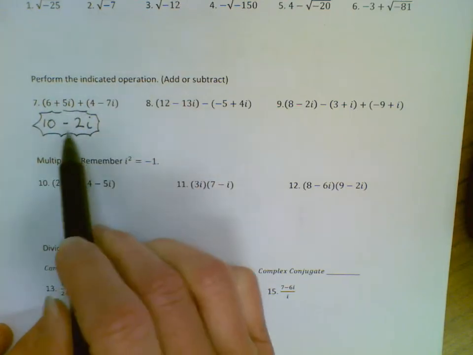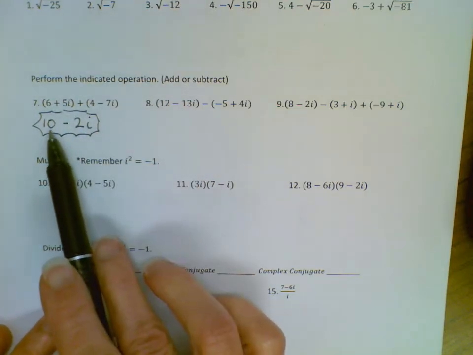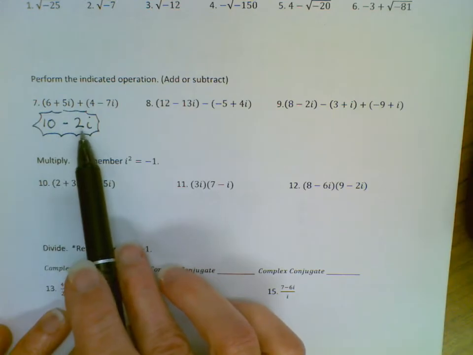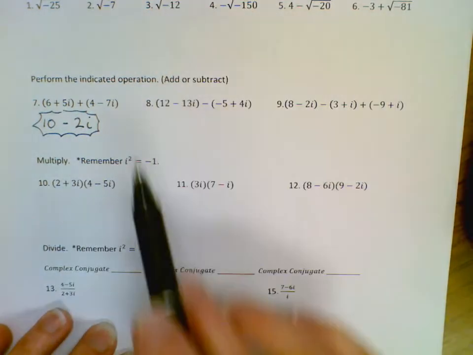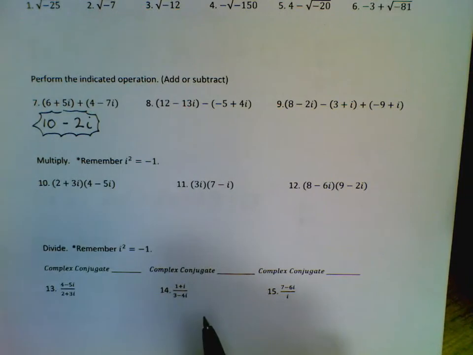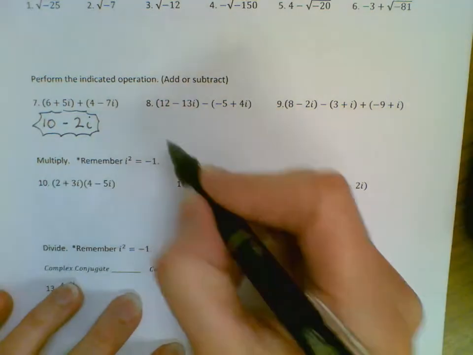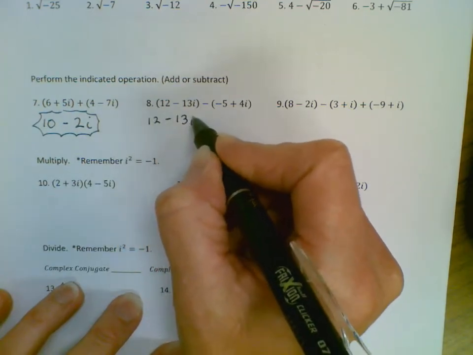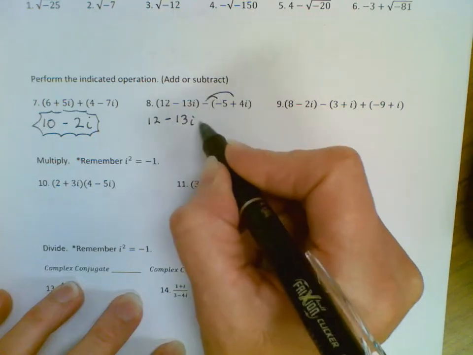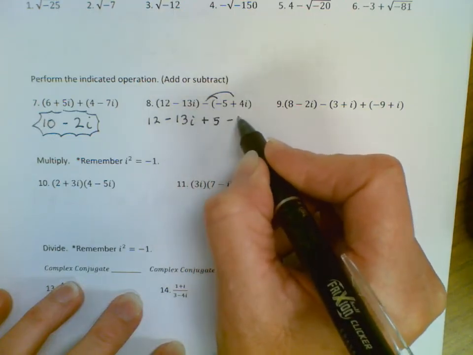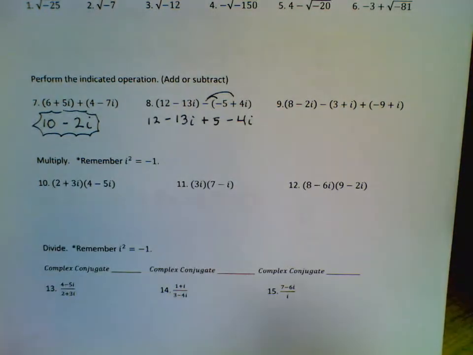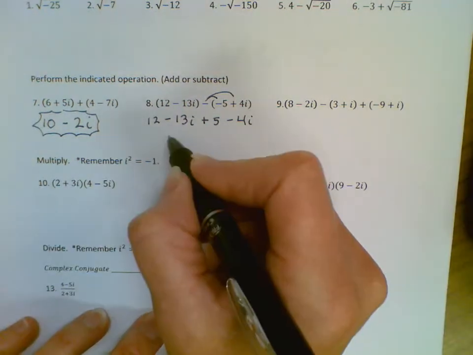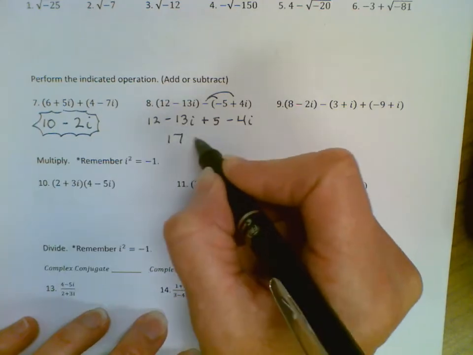Now this is standard form for a complex number. You like your real part first, and then your imaginary part second. It's like at the top where it said a plus bi. That's the way I'm always going to answer mine when I simplify, even if I have to flip things around. Okay, now this one's subtraction. When I do subtraction, I'm going to rewrite. The first one stays the same, but I'm going to distribute the negative. So this becomes plus 5 minus 4i. Now I can combine like terms. So 12 plus 5, -13 minus 4.